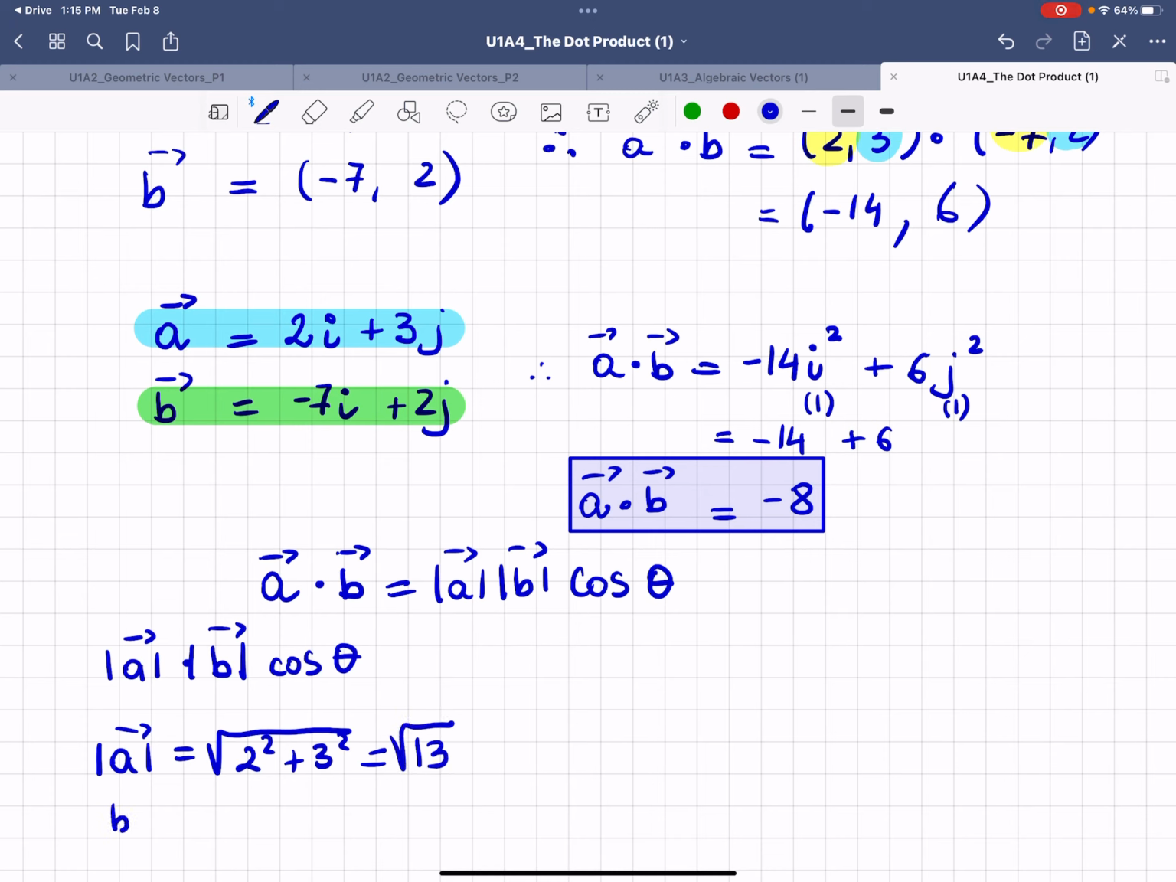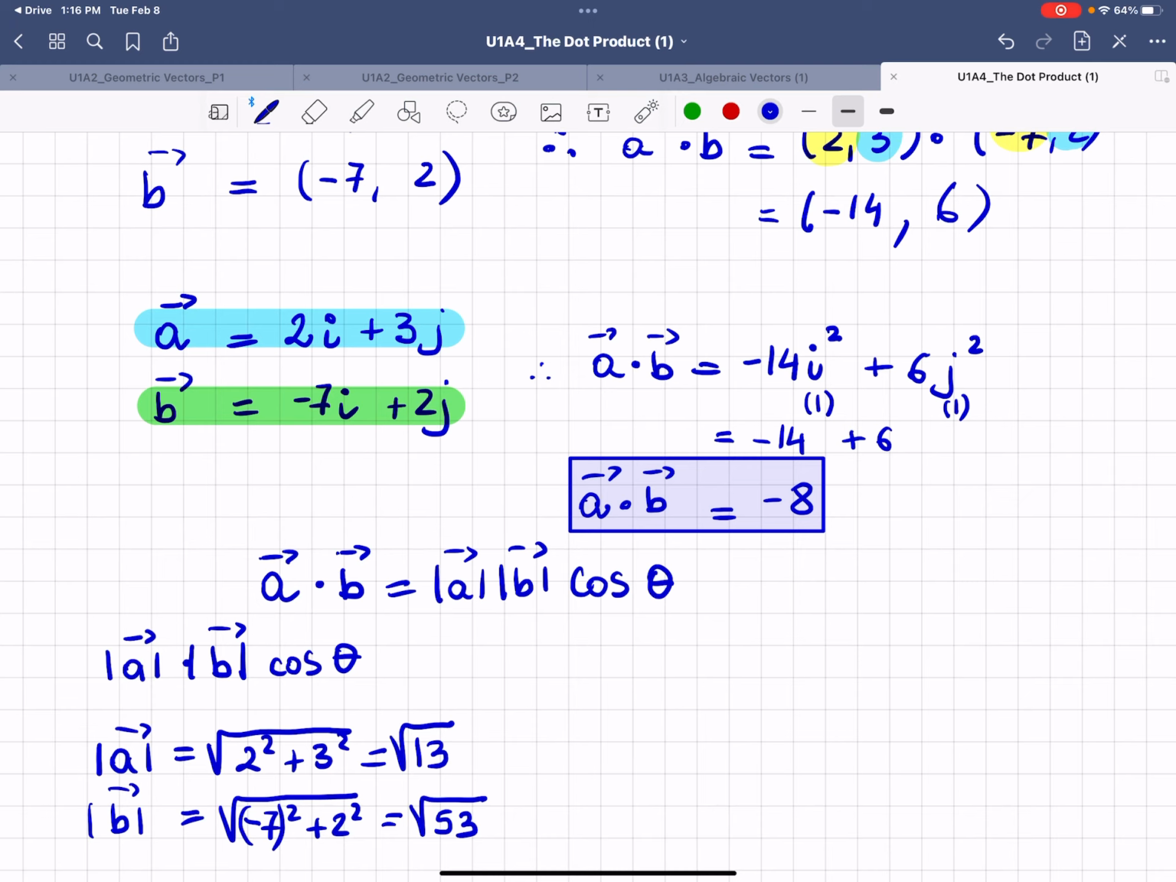The magnitude of B, on the other hand, equals the square root of, here is the x, here is the y, so -7 squared plus 2 squared, and that would be 49 plus 4, which is 53, the square root of 53. Now I have to think of what angle these vectors make with one another. How can I find the angle between them?